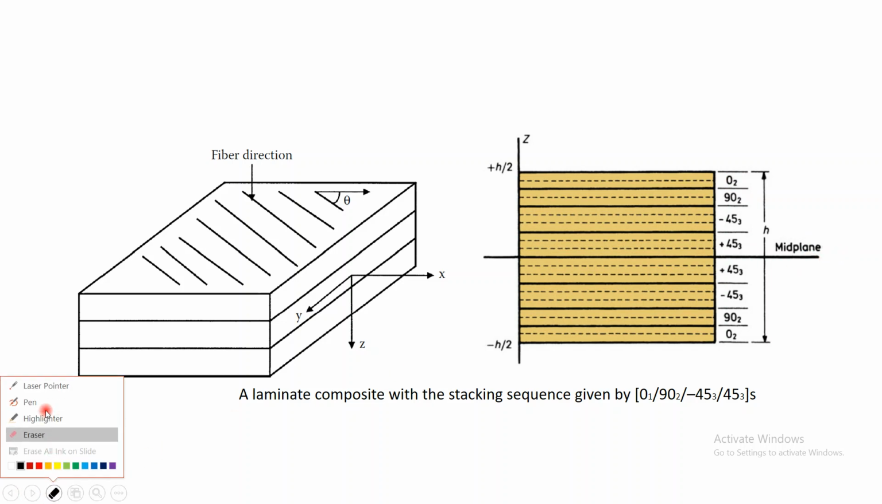Okay. If I go for the axis, so if this is the x-axis, the top layer is having the inclination of 0 degree, the second layer is having the inclination of 90 degree, the third layer is minus 45 degree, next plus 45 degree. Okay, like that the angle orientations are named in this way.